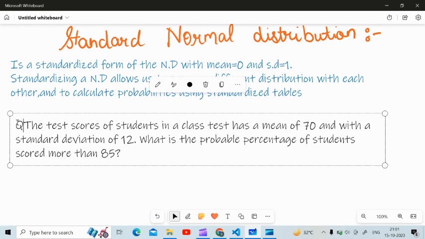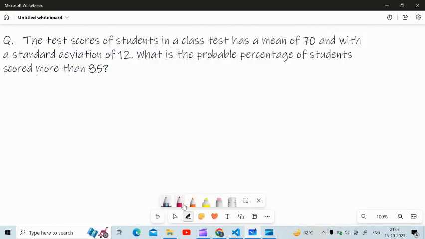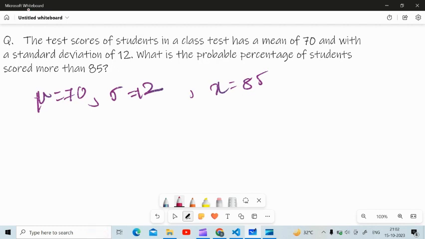Now here is the question. The test score of the students in a class test has a mean of 70. Mean is nothing but mu is equal to 70, it's already given, and standard deviation as 12. What is the probable percentage of the students who scored more than 85? It's nothing but my x value. This is given and this we need to find.